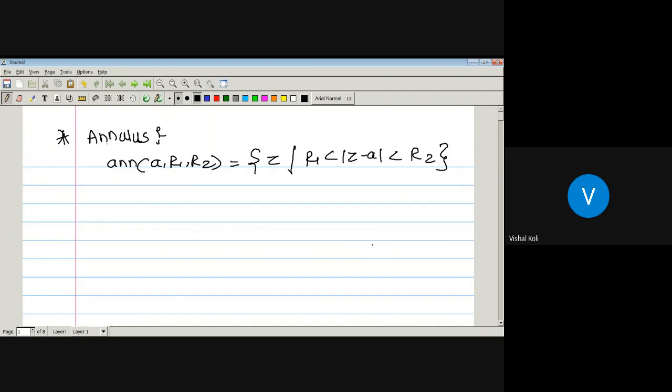R1 is nothing but the first circle. It means if somewhere here is our A, then this part is nothing but modulus of Z minus A less than R1, so its radius must be R1. The second part is modulus of Z minus A less than R2. As R1 is less than R2, this distance is nothing but R2. So the annulus of a disk having center A has two circles, the first circle of radius R1 and the second circle of radius R2.